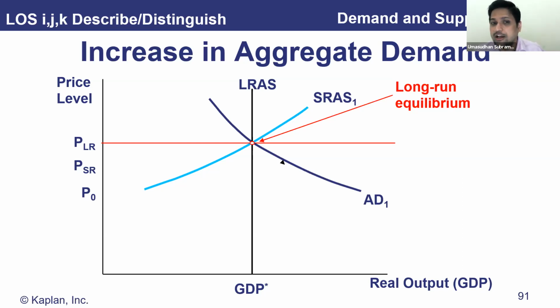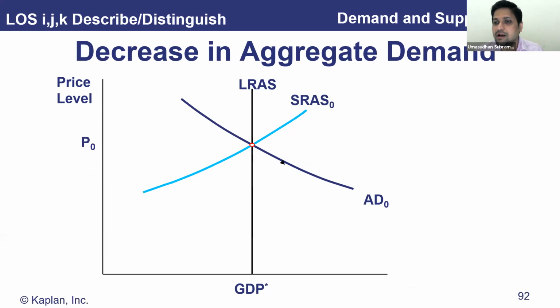Why do the prices increase here? There is no change in the supply in the long run, but demand increases. So with an increase in demand and supply not changing, prices will increase. And the same thing here.